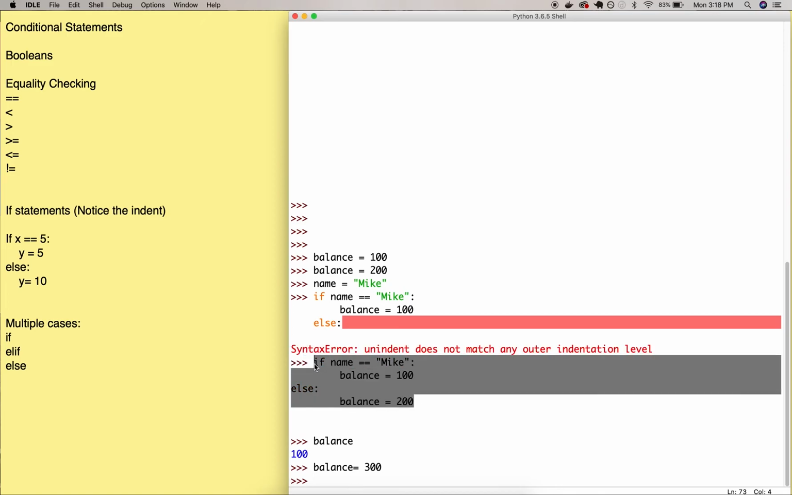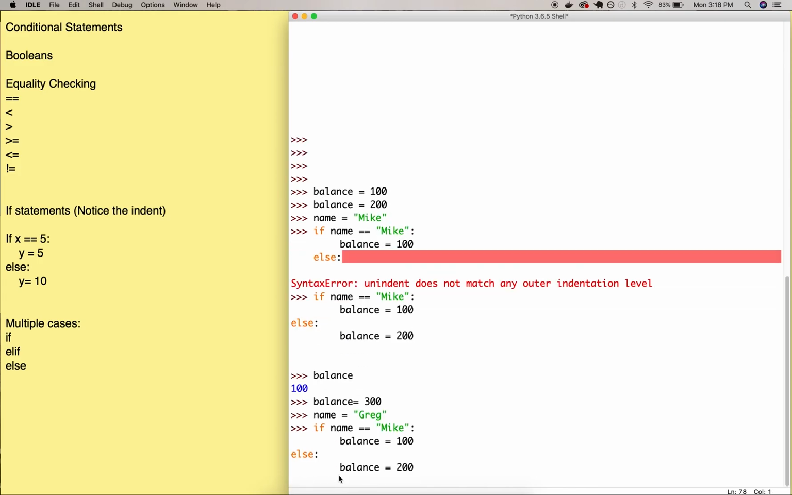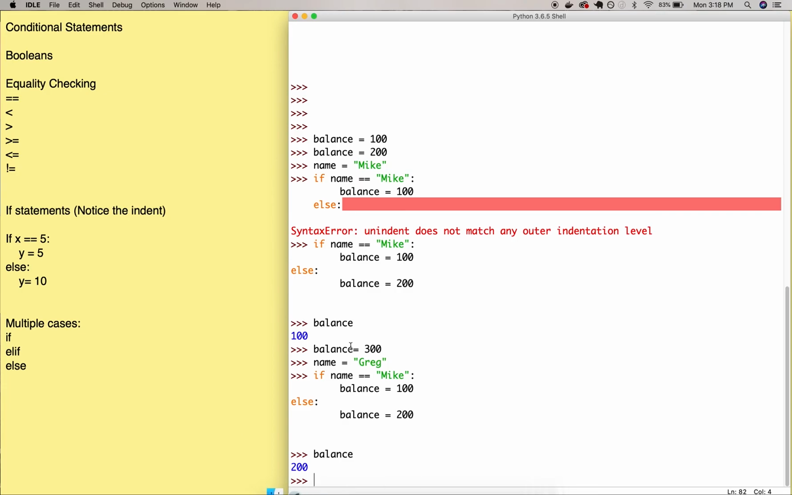So say I have this if statement. But let me just say for the sake of example that I'm dealing with Greg right here, and I evaluate this if statement. Then balance is going to be equal to 200, because it's not equal to Mike, and it'll be equal to Greg. So what I can use is an else if statement, or as Python likes to abbreviate it, elif. So elif just stands for else if. You just drop the 'se'.